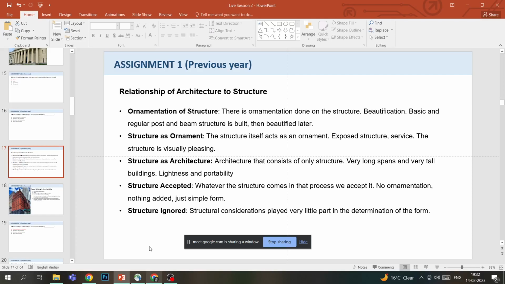So what is ornamentation of structure is that this basic structure exists. There is a column, there is a beam, and the basic structure is working: the beam is taking load from the roof, and the beam is transferring the load to the column, and the column is transferring it to the ground. So what is happening in this category is that to make the building look more aesthetically pleasing, you are doing ornamentation over the structure.